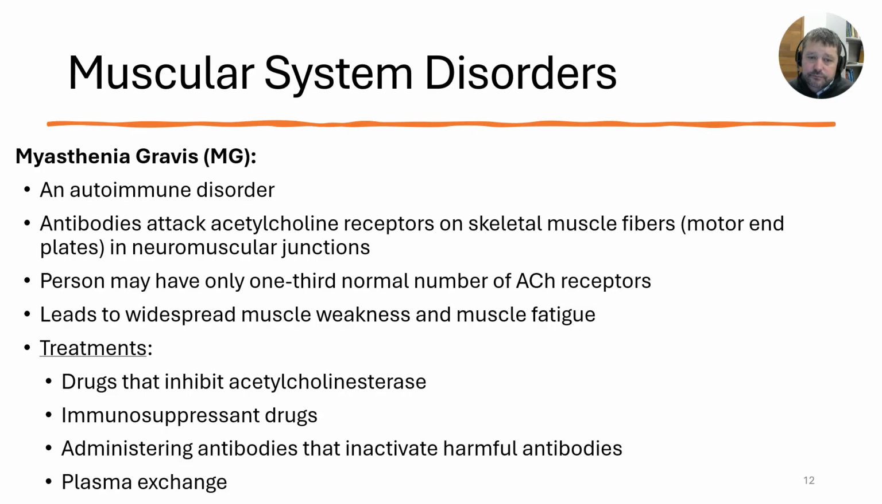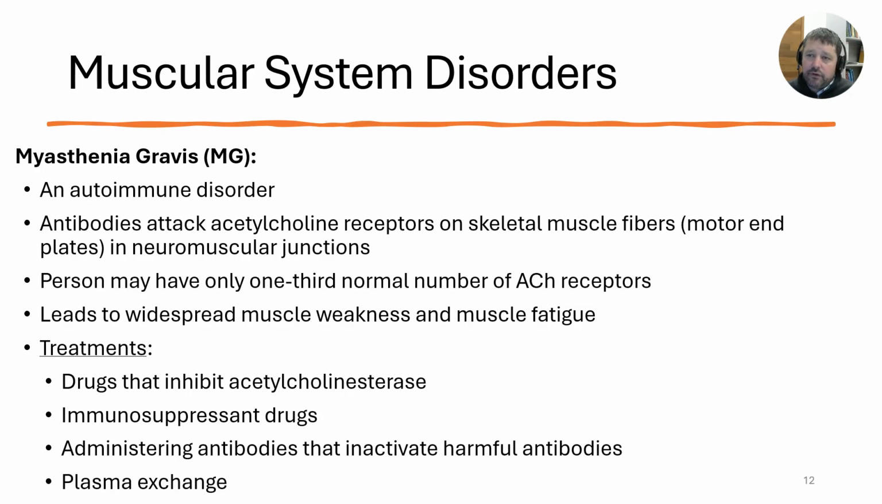So there are other ways you can deal with it. You can inhibit acetylcholinesterase, which destroys acetylcholine. Acetylcholinesterase is an enzyme that occurs in the cleft and destroys acetylcholine. If you inhibit that, less acetylcholine is being destroyed, and so it's around more often. So the few receptors that they do have will have a high likelihood of encountering acetylcholine.